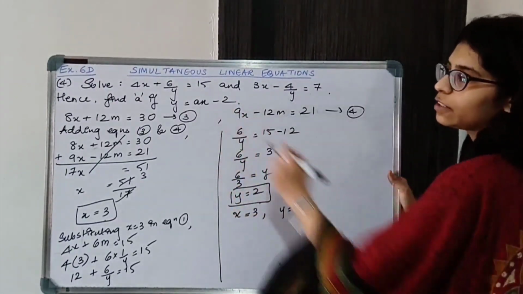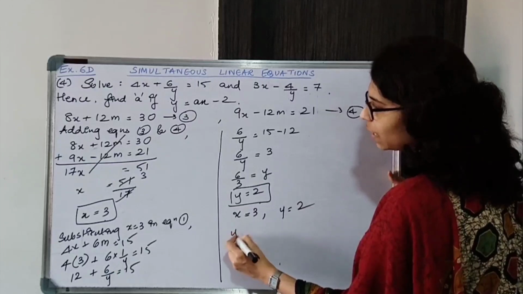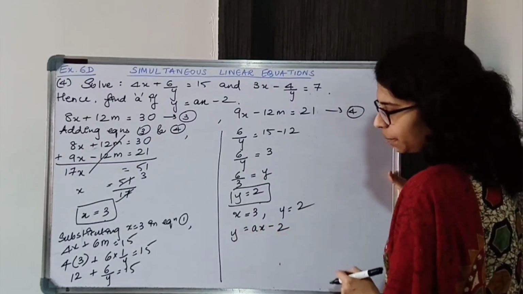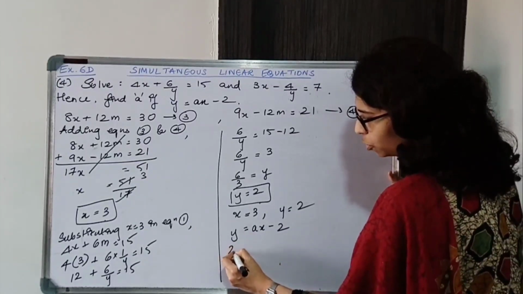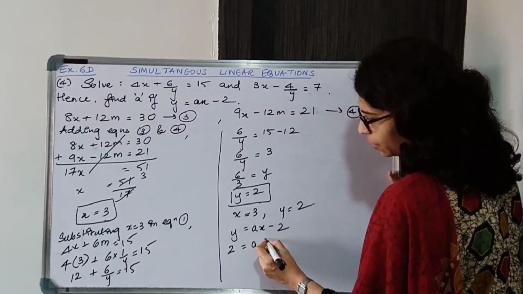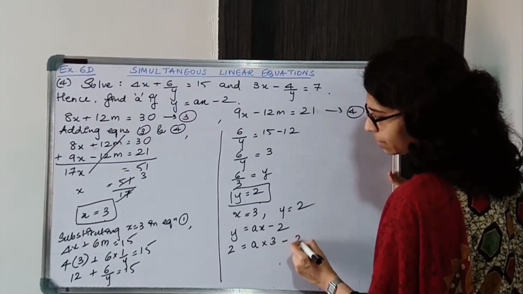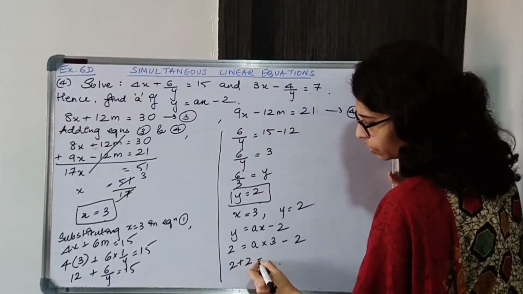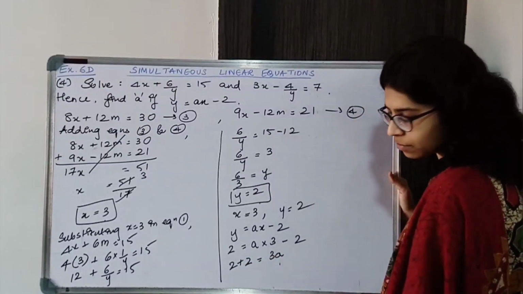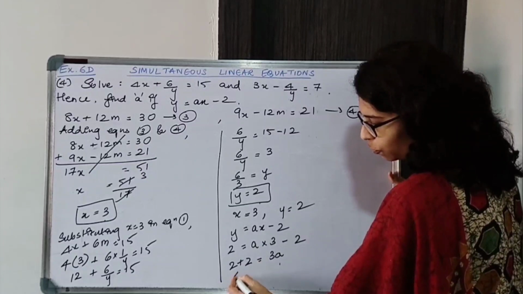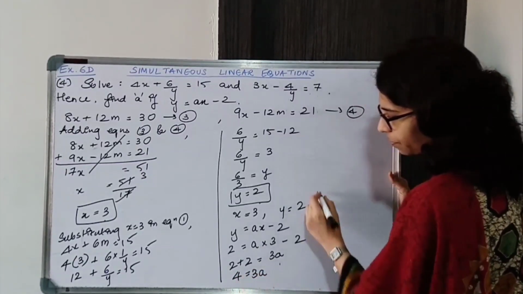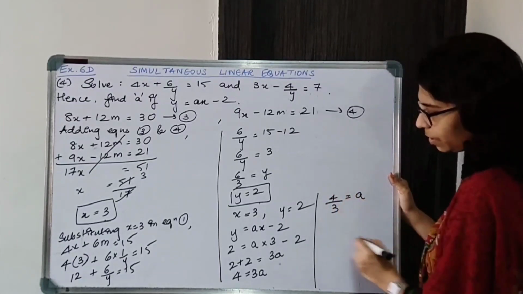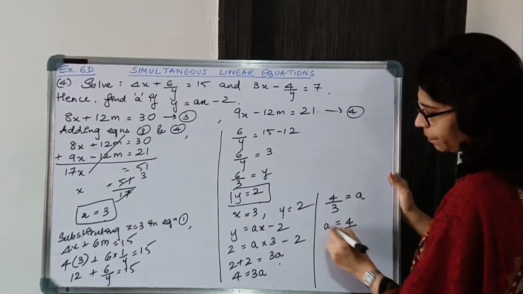Now we'll find the value of a. We know y is equal to ax minus 2. We'll substitute the values of x and y. So 2 is equal to a into 3 minus 2. So 2 plus 2 equals 3a. Shifting 2 over here, 4 is equal to 3a. So a is equal to 4 by 3. That is, a is 4 by 3.